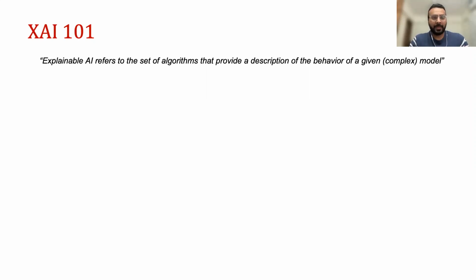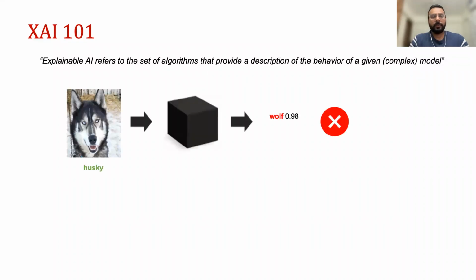Explainable AI basically refers to a set of algorithms that provide a description of the behavior of a very complex machine learning model. Now, we can come up with an explanation for a simple linear model or a very complex deep neural network model, but essentially it is a set of algorithms that provide a description. This description can be in the visual space, can be in the language space, but it's some kind of description. So let us take an example.